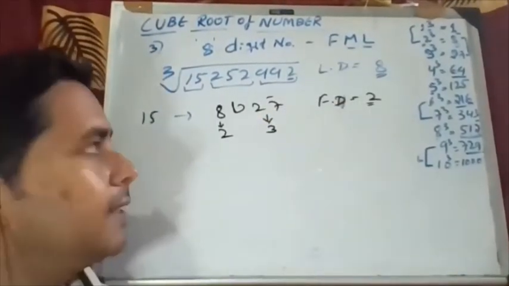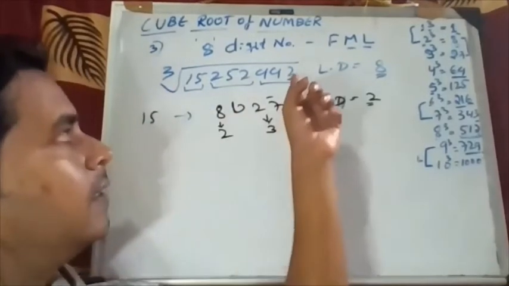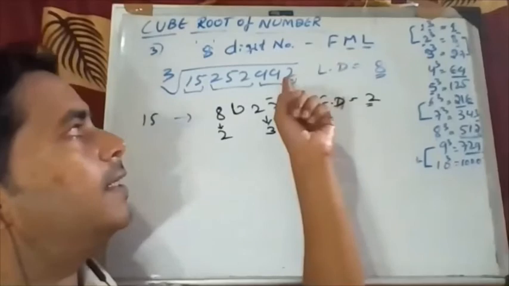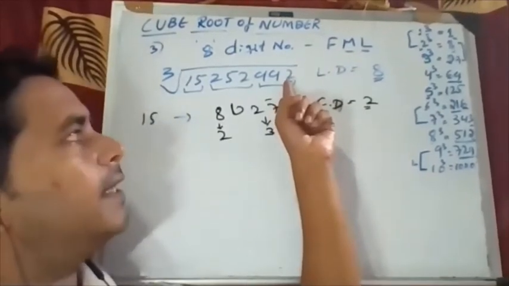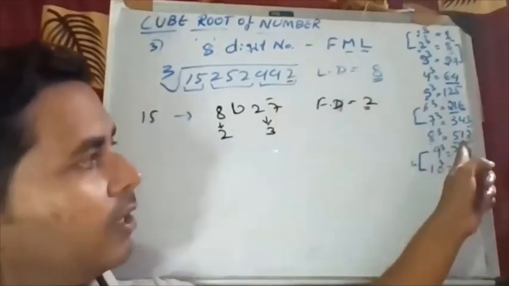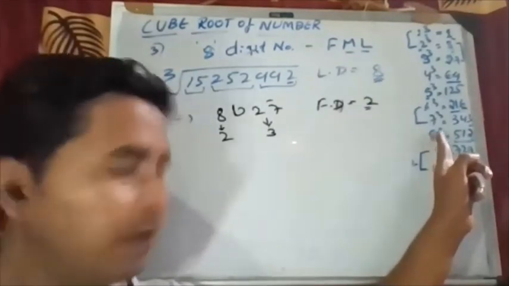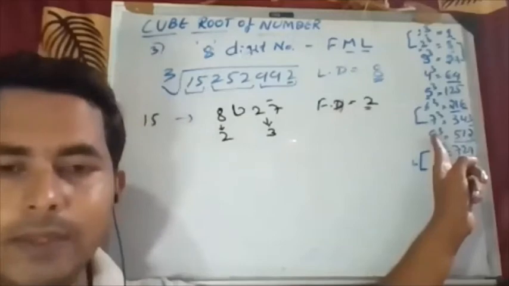To find the middle digit, again consider 2. लास्ट डिजिट को कंसिडर करो इधर. So what is the last digit? 2. लास्ट डिजिट इधर देख के हमने कौन सा टेबल रेफर किया था, 512 as a corresponding 8 value. Okay, 512 as a corresponding value is 8.